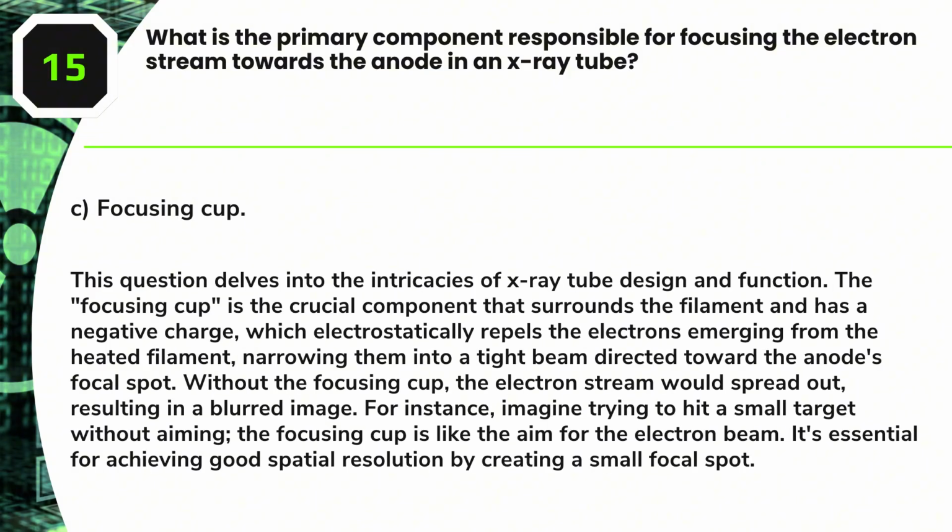Answer, C. Focusing cup. This question delves into the intricacies of X-ray tube design and function. The focusing cup is the crucial component that surrounds the filament and has a negative charge, which electrostatically repels the electrons emerging from the heated filament, narrowing them into a tight beam directed toward the anode's focal spot. Without the focusing cup, the electron stream would spread out, resulting in a blurred image. For instance, imagine trying to hit a small target without aiming. The focusing cup is like the aim for the electron beam. It's essential for achieving good spatial resolution by creating a small focal spot.